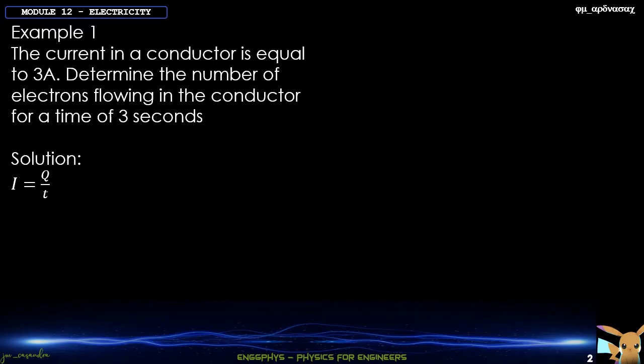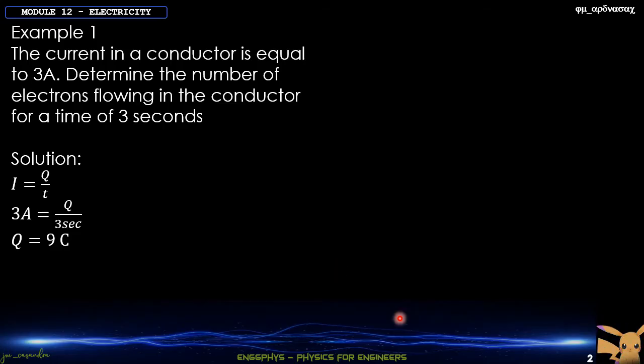So we're given here our current. We're also given the time, so it's just direct substitution. So the Q now can be computed simply as I times T. Thus, the total charge flowing in 3 seconds is equivalent to 9 coulombs.